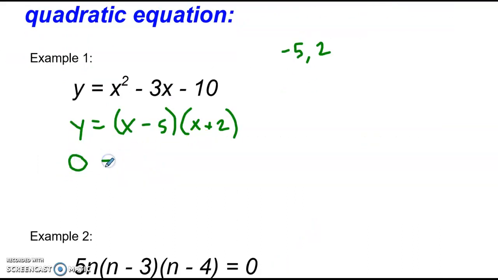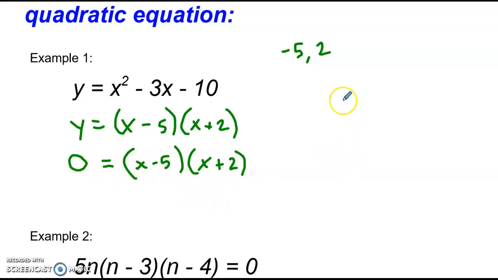So I say 0 is equal to x minus 5 times x plus 2. And now we just have to ask ourselves, okay, well, what can x be in order to give me 0? Now, this requires an understanding of the multiplicative property of 0, right? So if I have something like this, I have two values here: an x minus 5 value and an x plus 2 value. Well, if just one of these is equal to 0, then this equation balances.